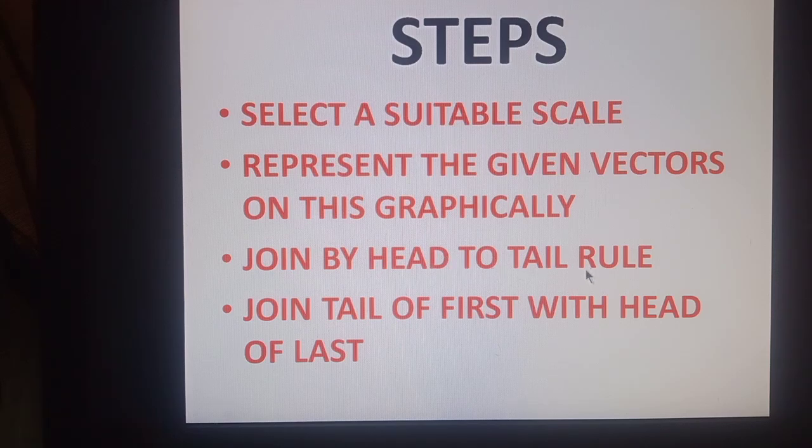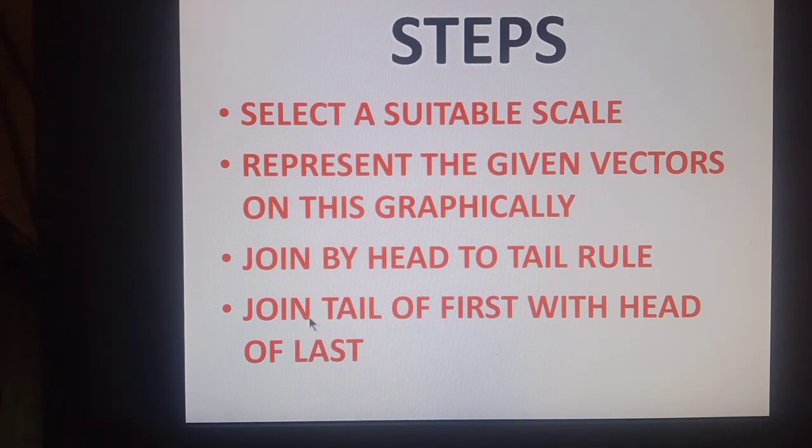Students, according to this rule, vectors will be joined such that where the first vector ends, there the second vector starts. Means, the head of the first is joined with the tail of the other, keeping in mind that the directions of the two vectors should not alter. And the last step is to get the resultant. Students, when vectors are added, the answer is not called the sum of the vectors. The answer is called the resultant of the vectors.